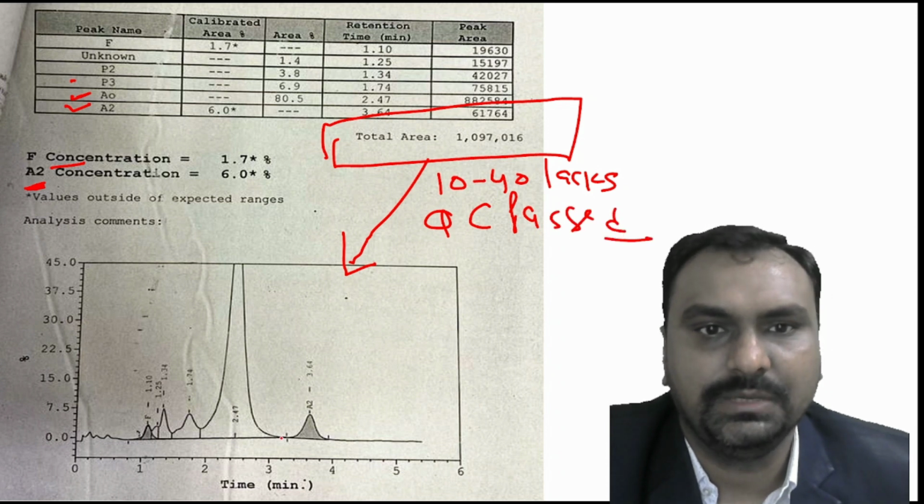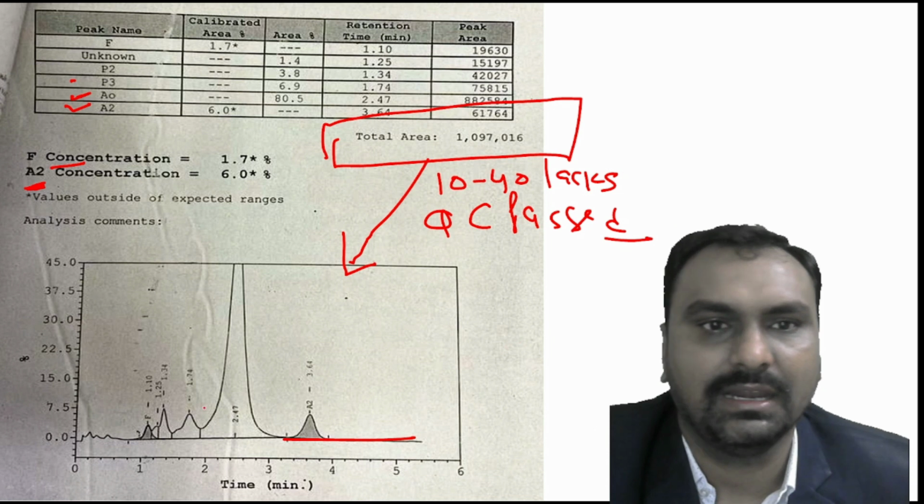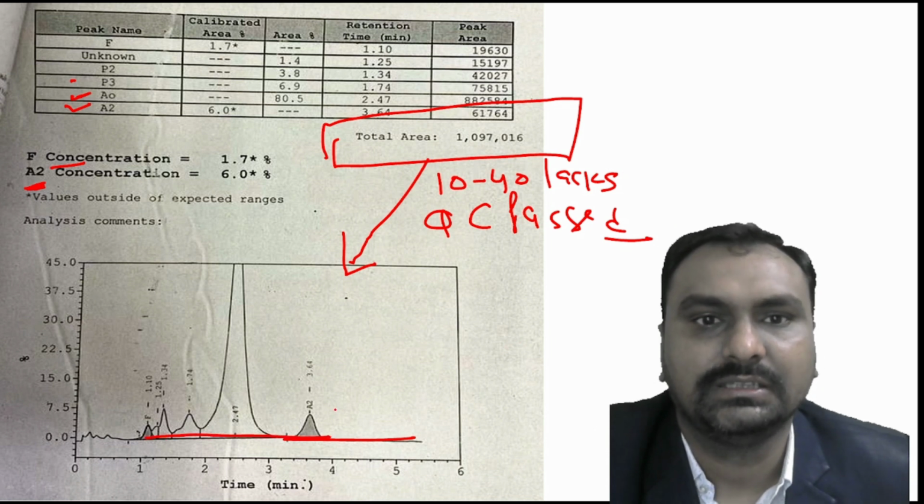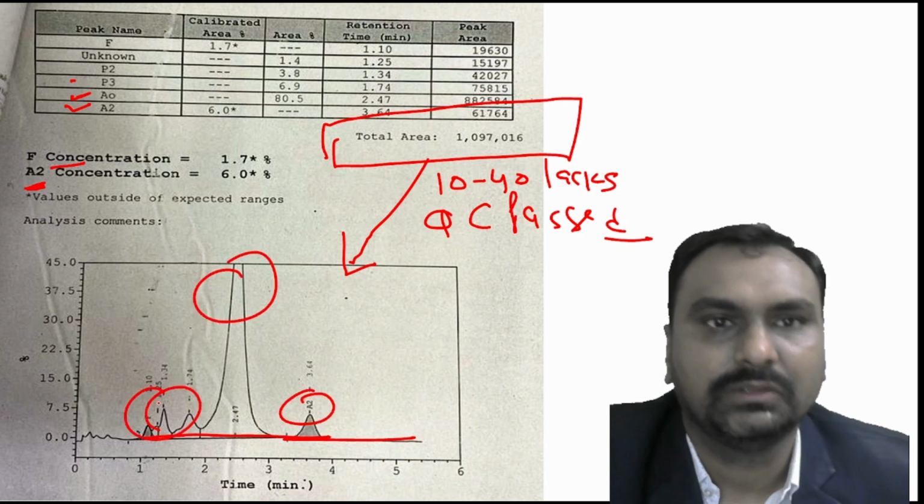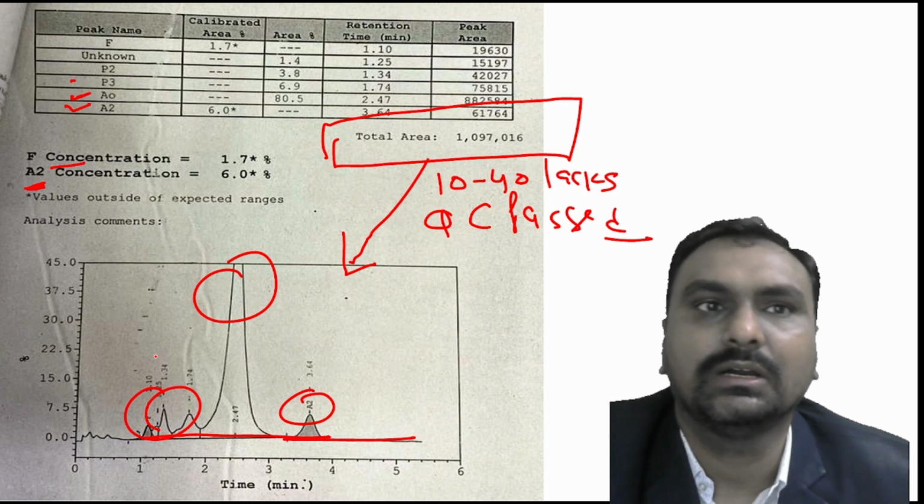This area should be a straight line. There should be a straight line. Okay, the base should be a straight line. The peak should be sharp. Okay, these are the things that you have to look for in the chromatograph.